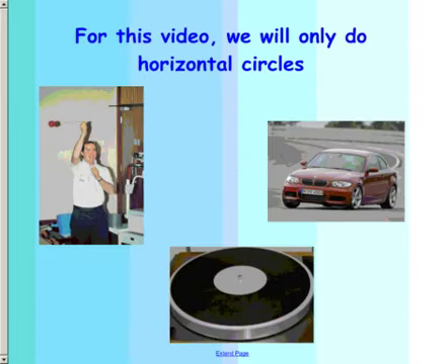All right, for this video, we're just going to start with circles that are horizontal. So the guy spinning something around his head in a horizontal plane, a car going around a curve. We also have turntables. Now this is a picture of something called a record. You may have heard of them. You might want to ask your parents about them. But it's on a turntable, so a table that can spin around.